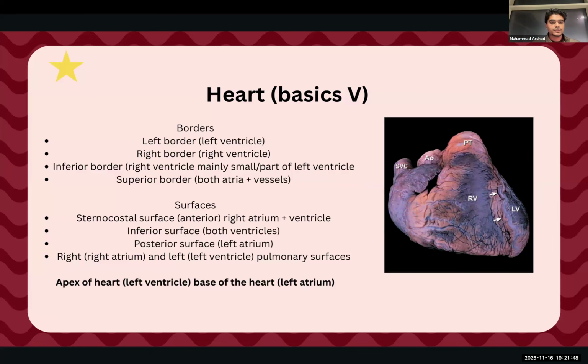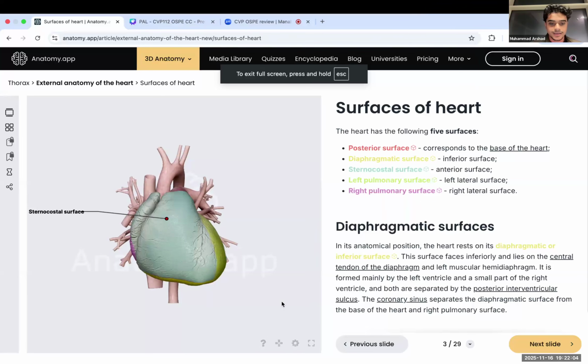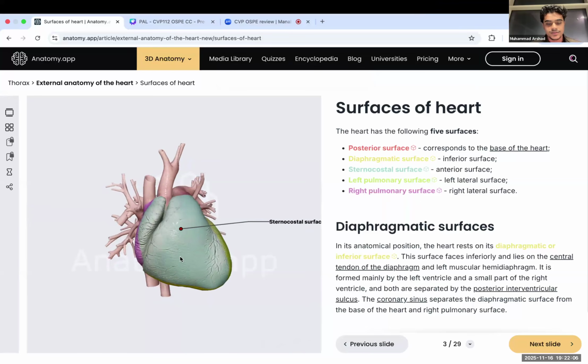And then we typically like to think of the heart as a pyramid. And in that pyramid, the apex of the heart is the left ventricle, and the base of the heart is the left atrium. Now, to be completely honest with you guys, this 2D picture doesn't do the heart and what I'm talking about any justice. So I found a 3D visualizer, and I hope that it'll be able to help you guys.